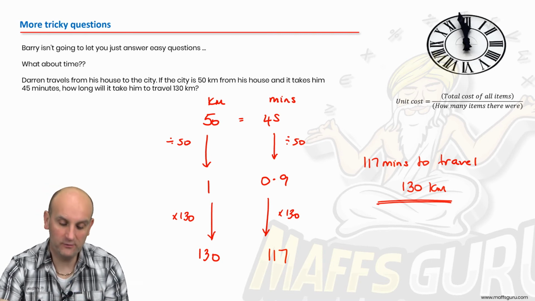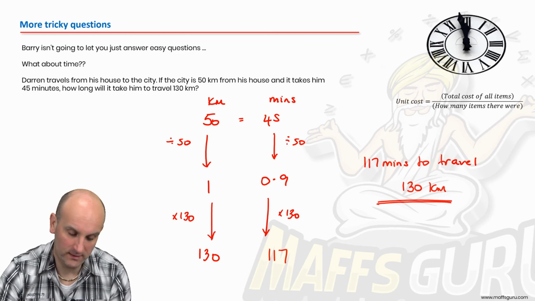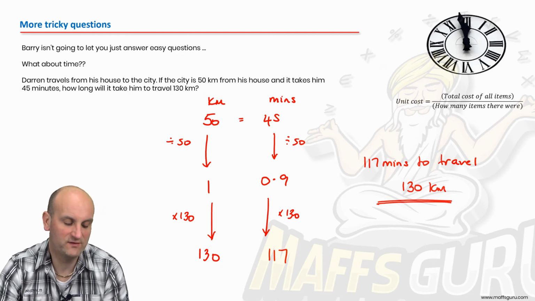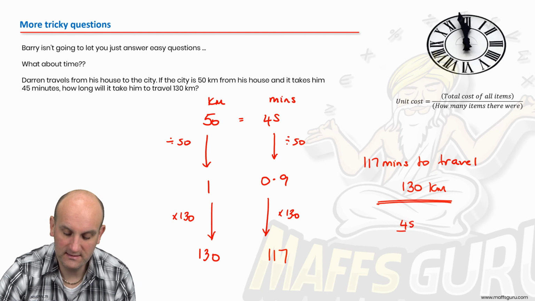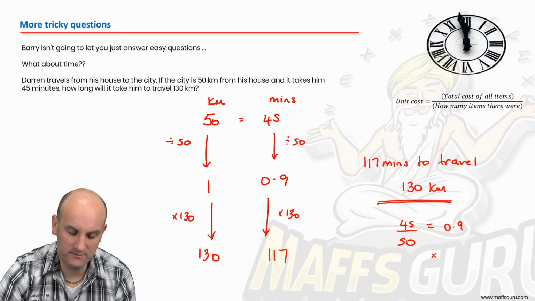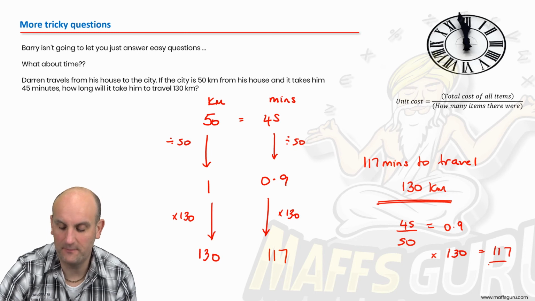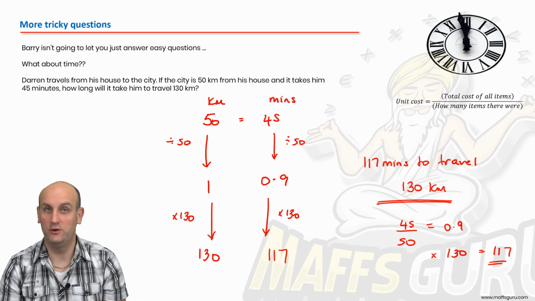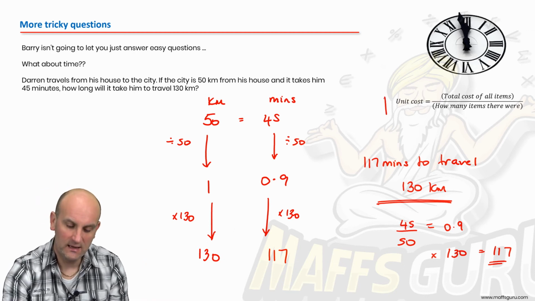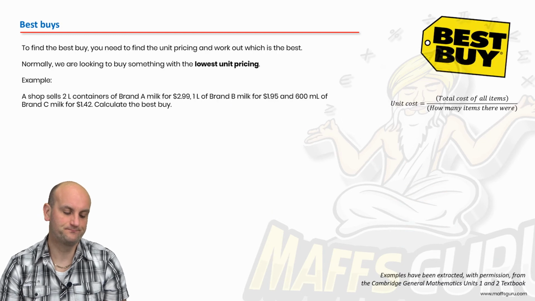Alternatively, you can do the formula, and if I do the formula, what did we say? The total cost for all the items. We don't have a total cost here. That's where life gets confusing. So if I was going to do 45 minutes divided by 50 kilometers, that would give me 0.9, which I would then multiply by 130 to give me 117. Now, again, I actually prefer my way of doing it. It's totally up to you which you prefer to do. I think this formula here actually gets a bit confusing after a while.